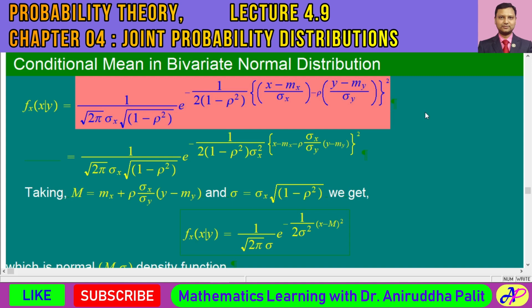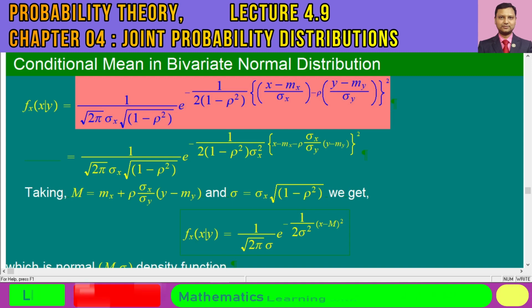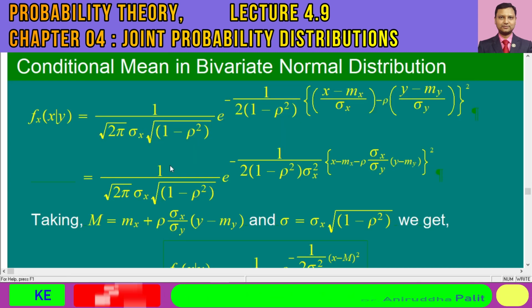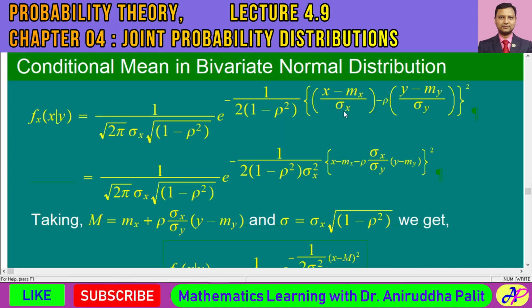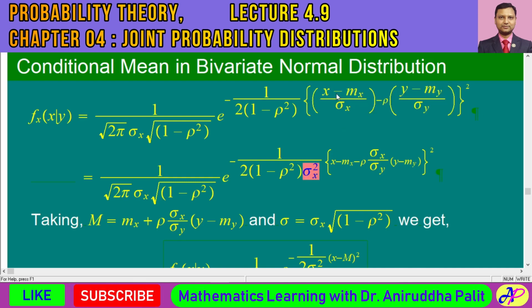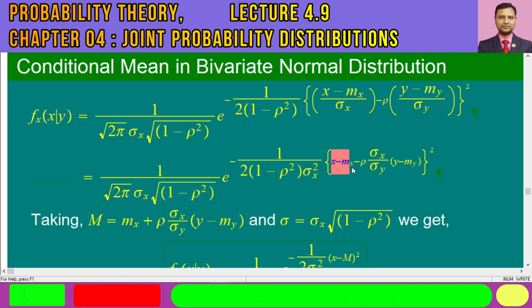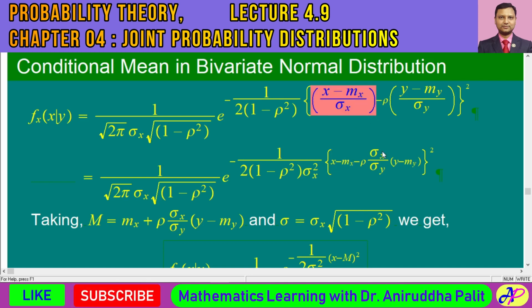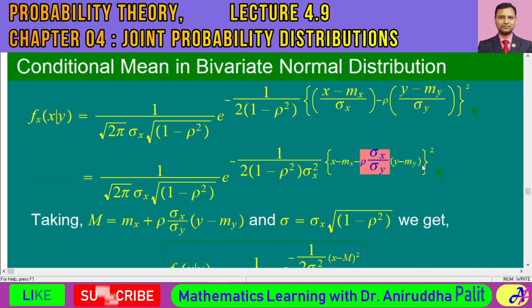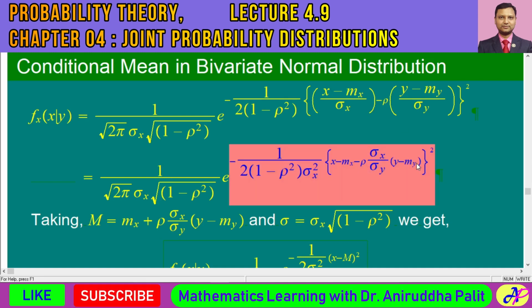Now you see this expression can also be written in this fashion. We can take this σ_x common and take it outside this bracket. So we shall have σ_x², and within the bracket we shall have x minus m_x from this first term, minus ρ σ_x by σ_y into (y minus m_y), whole square.